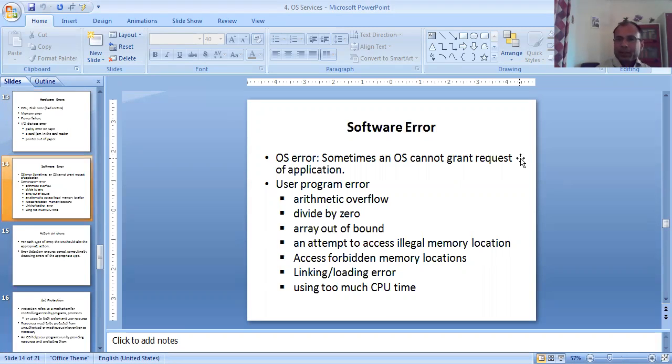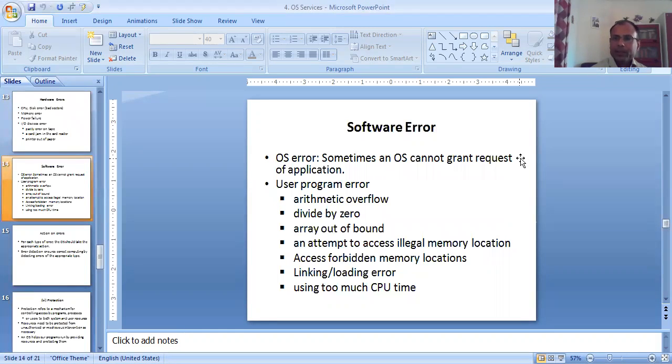Sometimes the operating system itself has an error inside it, so the operating system cannot grant the request of the application. User program errors can also be there, for example arithmetic overflow, divide by 0, array out of bound. If we try to provide a value beyond the size of the array, it can be an array out of bound error.